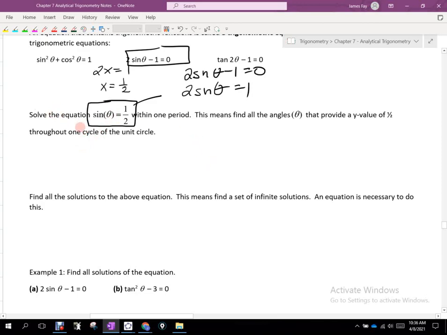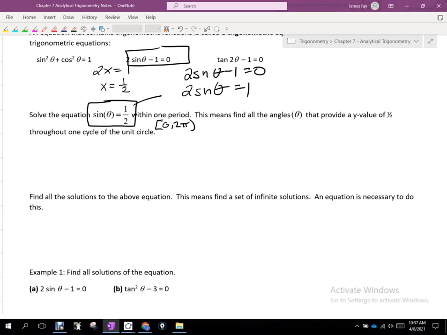So this says solve the equation sine theta equals 1/2 within one period. So within one period, what is the one period of the sine function? 0 to 2 pi. And a lot of times they write it that way. They'll include 0, and then they'll leave 2 pi open. And the reason they do that is because it's the same point on the unit circle, isn't it? So they'll leave one open, one closed. It doesn't really matter. But that's saying one period.